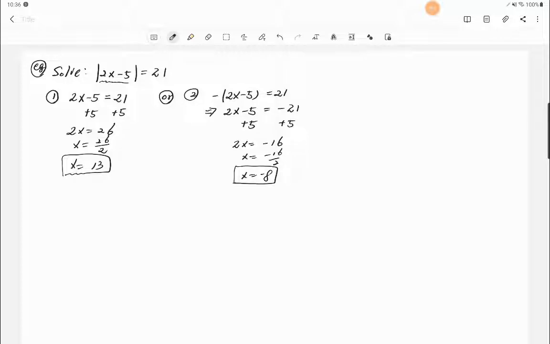Okay, so this is really important. An absolute value equation will generate two equations. One is without the absolute value symbol, and the other one is to put the negative sign on either side by removing the absolute value symbol.